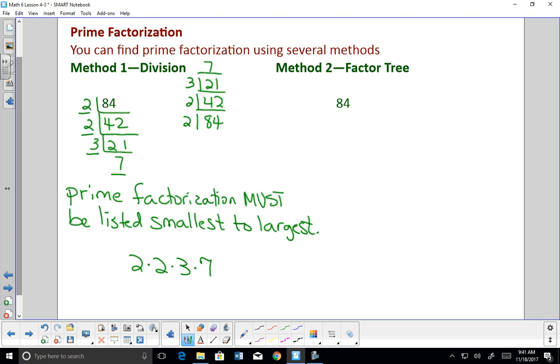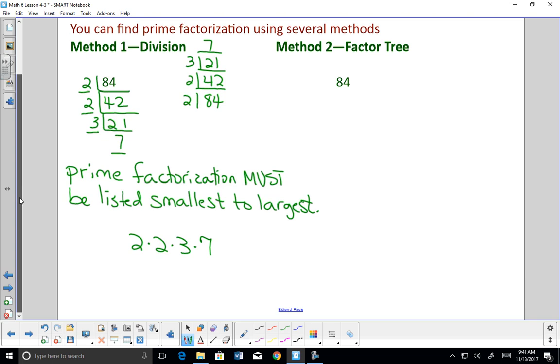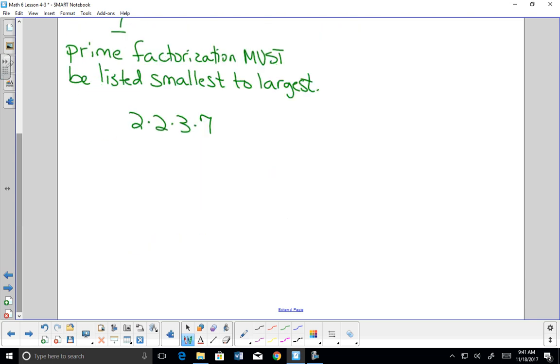We could write this number using exponents as well. I have 2 2's, so that's 2 to the second times 3 times 7. So it can be written either way, with exponents and without exponents. This one is with exponents, and this one is without exponents.